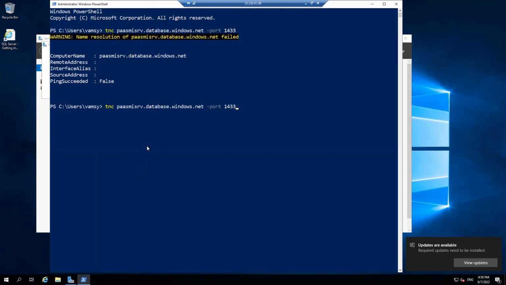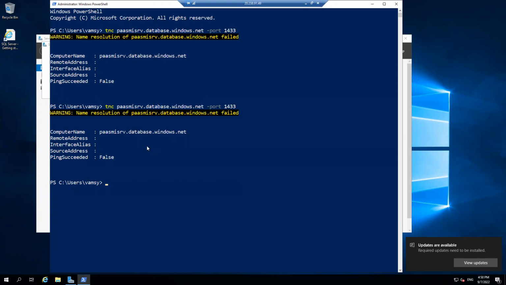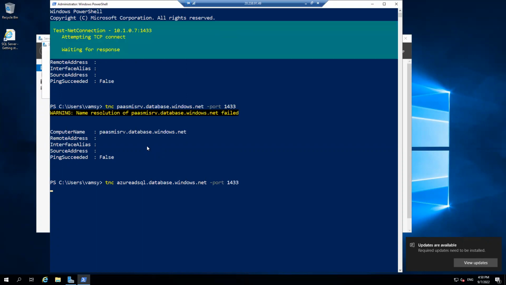Not sure if it doesn't work. Okay, it's not working. Let's do with Azure AD SQL. See, on premises is working fine, and we are not able to resolve it from virtual machines, Azure VMs, Azure network.